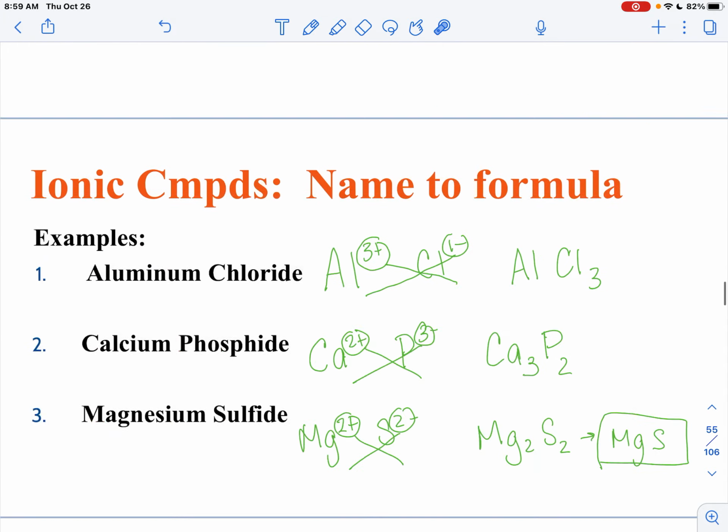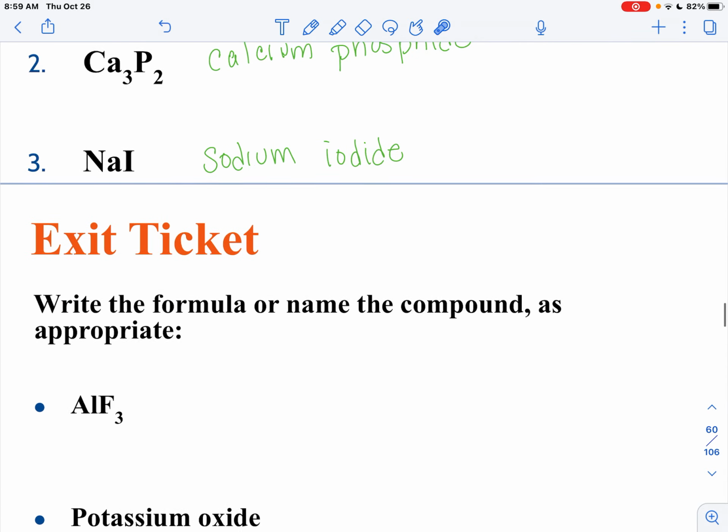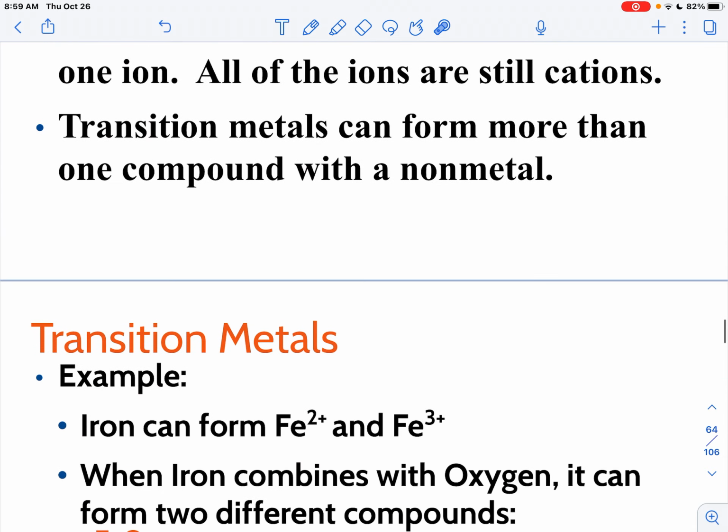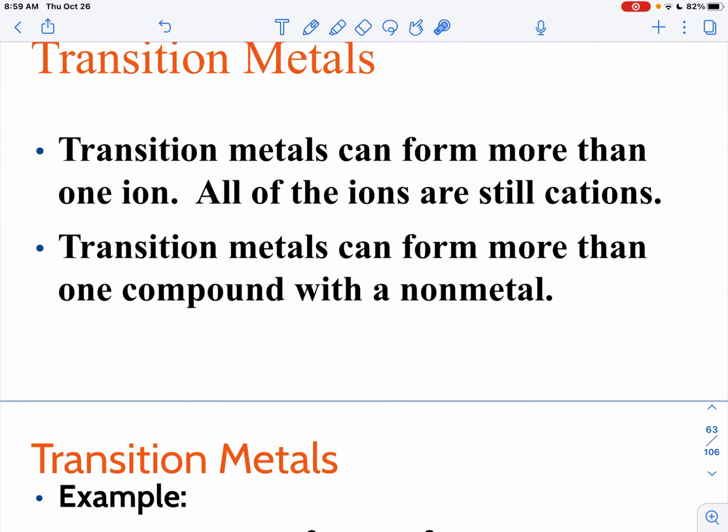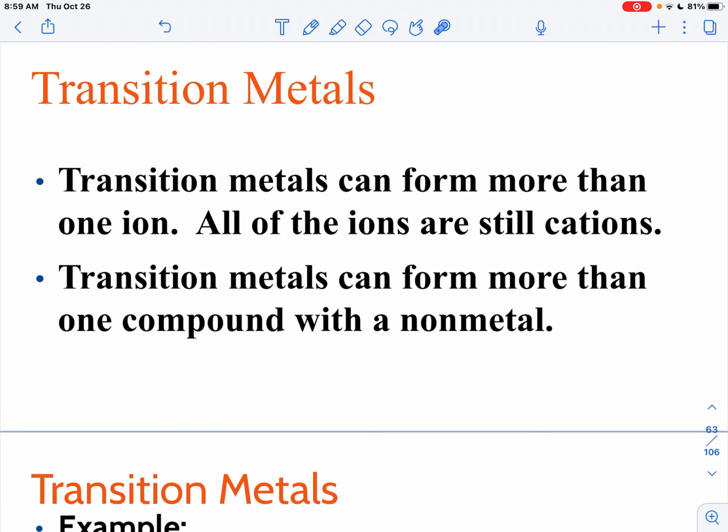What makes transition metals more difficult for naming is that transition metals can bond with a shell that's not their outermost shell. They can bond with other shells. So the bottom line is, they can form more than one ion. They are metals, so they're still cations. But because they can form more than one ion, they're going to form more than one compound with the same nonmetal.